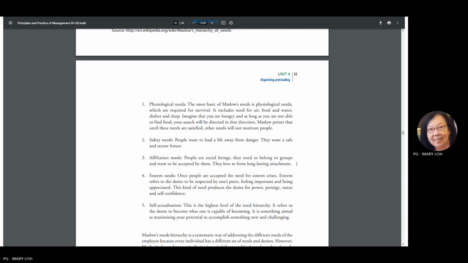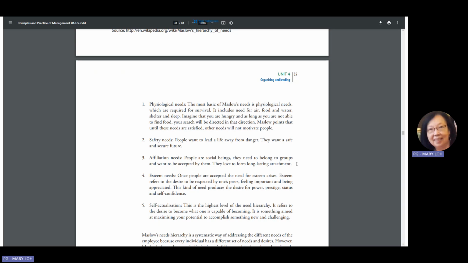And then the next level, the fourth level: esteem needs. Esteem needs are what we call the ego needs. All of us have esteem needs, ego needs, whereby we need to feel a sense of importance. We need to feel that our job is important, and our presence is important in the company.